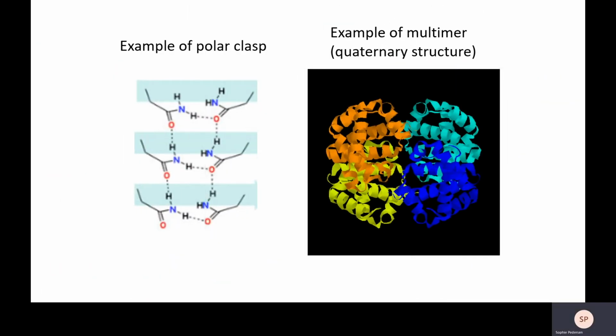The misfolded state of prion proteins, which is characteristic of prion disease, has a number of key features. Firstly, a highly conserved network of hydrogen bonds in polar clasps, which contributes to its stability. Also, it is insoluble and multimeric, meaning it has multiple peptide chains.